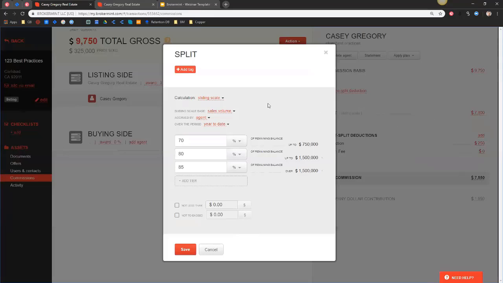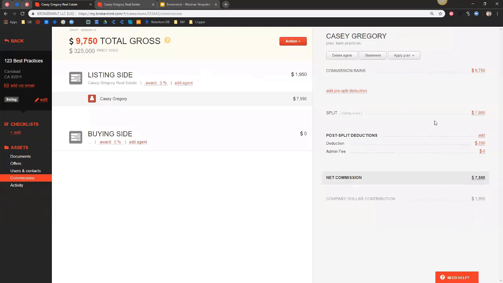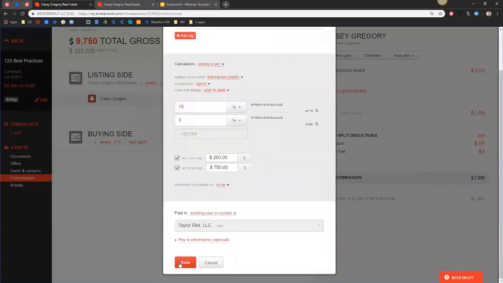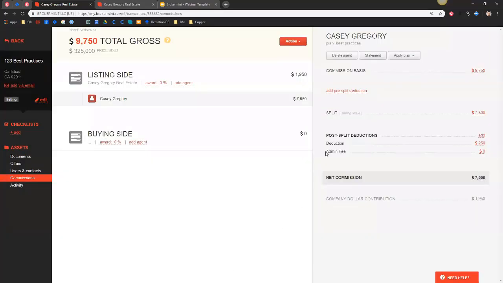It measured where my sales volume is at year to date. Based on that value, it decided my split. So now my agent is holding on to $7,800. It automatically deducted this $250 deduction. And I have my $0 line item here already in place.